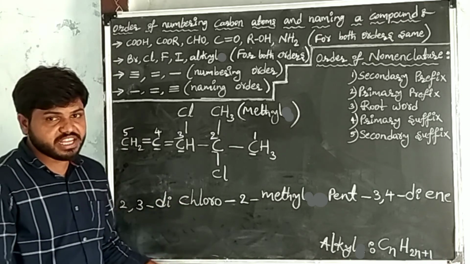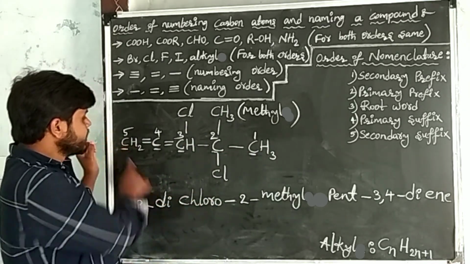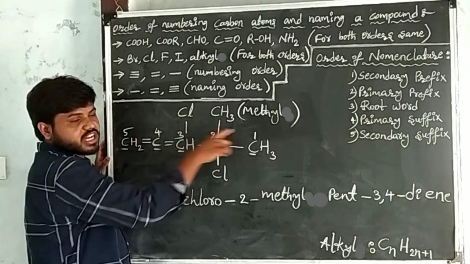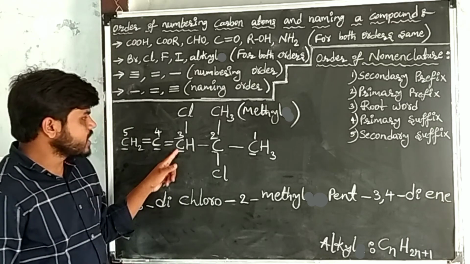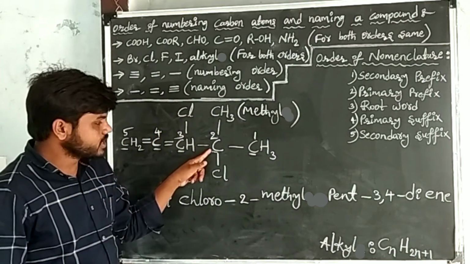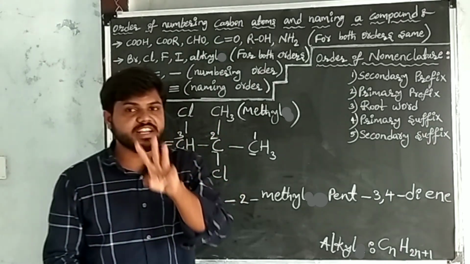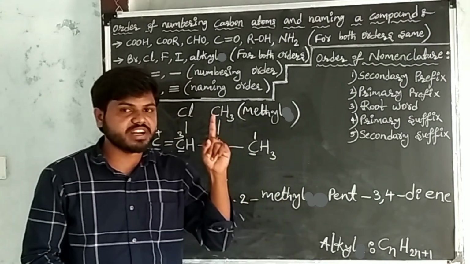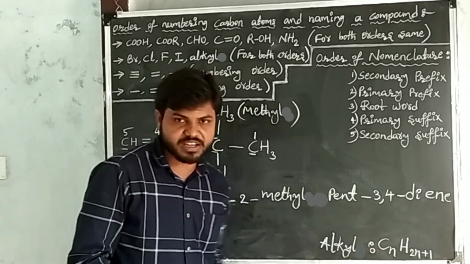See, I am repeating. First, this is the given carbon compound, and this is the principal chain. In the compound, there are 3 substituents. At this carbon, 1 chlorine. At this carbon, 2 substituents: 1 chlorine and 1 methyl. In total 3 substituents, 2 are chlorines and 1 is methyl. Methyl belongs to the alkyl group.